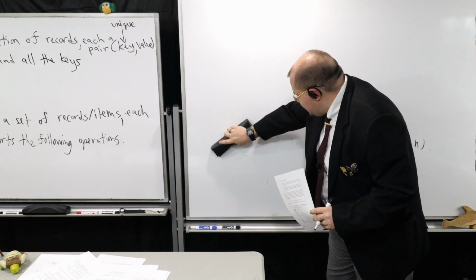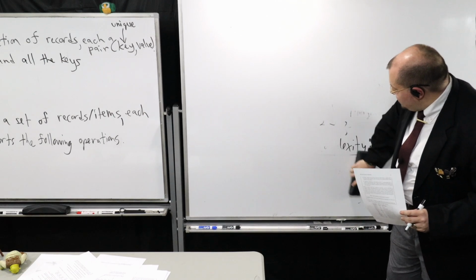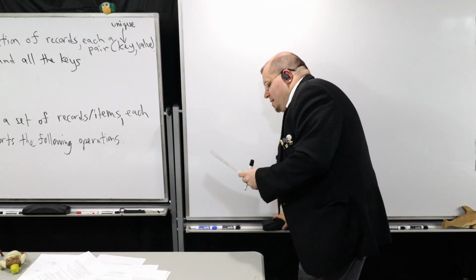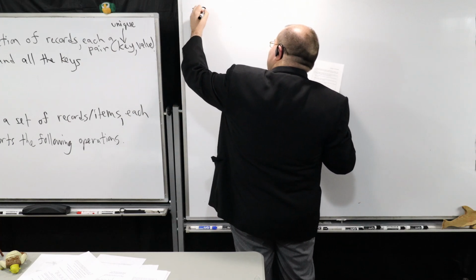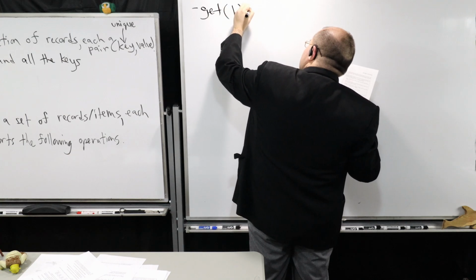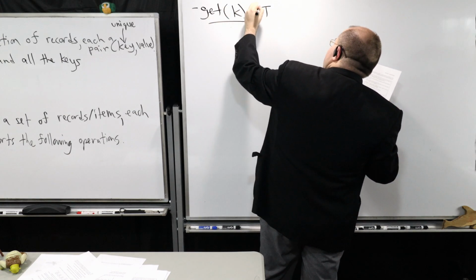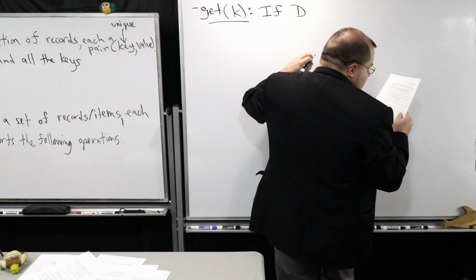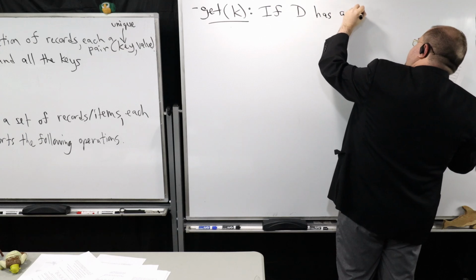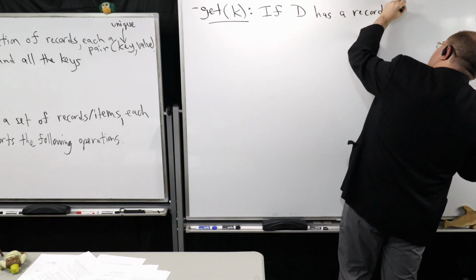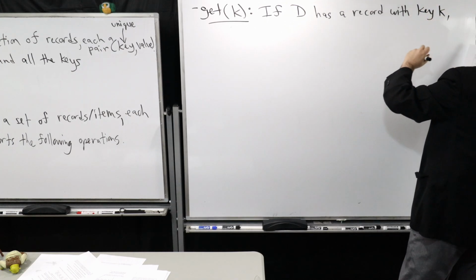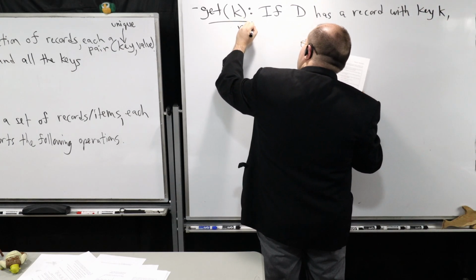So let's list out some operations here. The first operation is get. You could think of this as a search or find function. So get: if D has a record with key K, return its associated value.